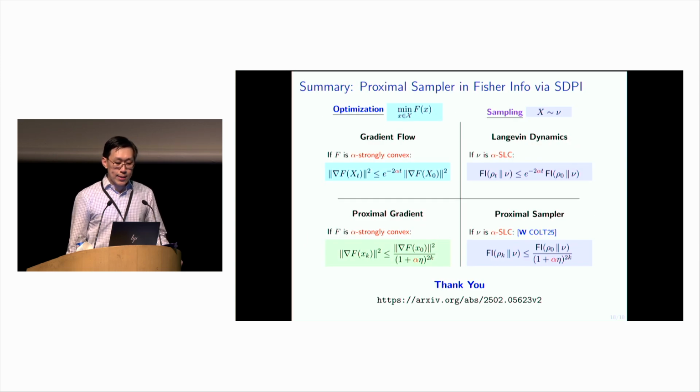So to summarize, in this talk, we studied the convergence guarantee of the proximal sampler in relative Fisher information under strong log-concavity. And this completes the square here, matching the optimization and the sampling results in both continuous time and discrete time. And the proof technique proceeds via SDPI. So thank you for your attention, and happy to answer any questions.